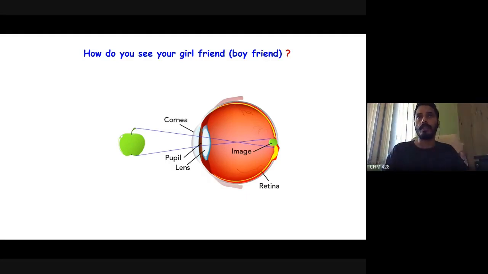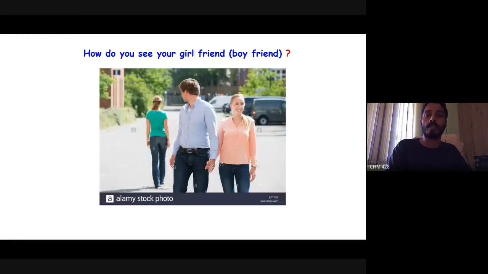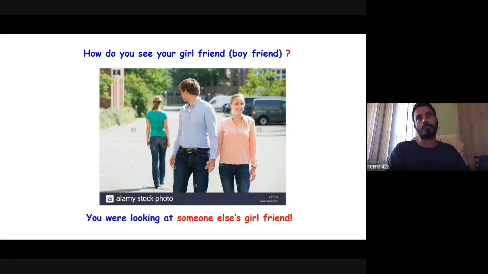Once this happens, the retina gets stimulated and it shoots off electrical signals through the optic nerves to the brain to correct that inverted image. That time only you will realize that you were not looking at your girlfriend, but you were looking at someone else's girlfriend. So electricity comes into the picture here as well, undoubtedly.